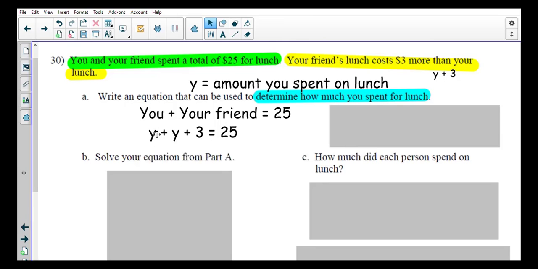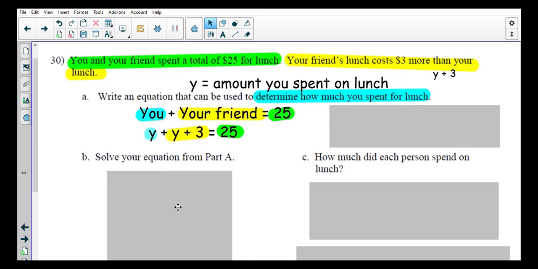The Y is for you. The Y plus 3 is for your friend. In fact, I'll highlight that in yellow. So you is the Y. Your friend is going to be the Y plus 3. And we know that gets us a total of 25. Again, that's the tricky part. The Y plus 3 represents the sum that they spent for lunch, or the total they spent on lunch together. Set it equal to 25.